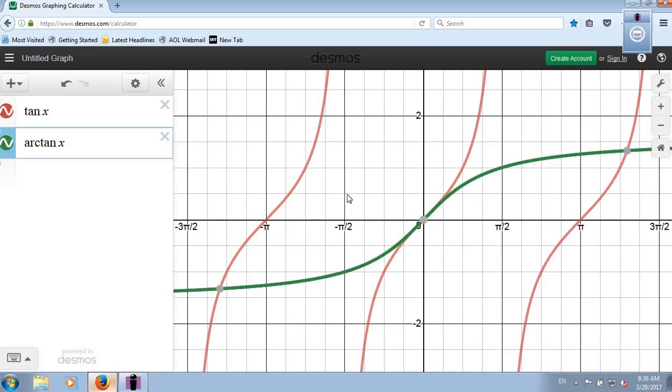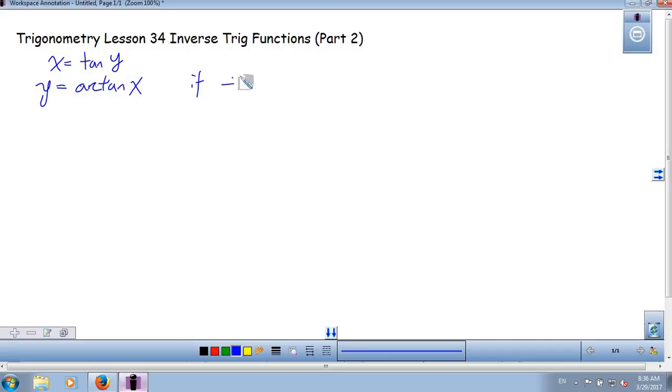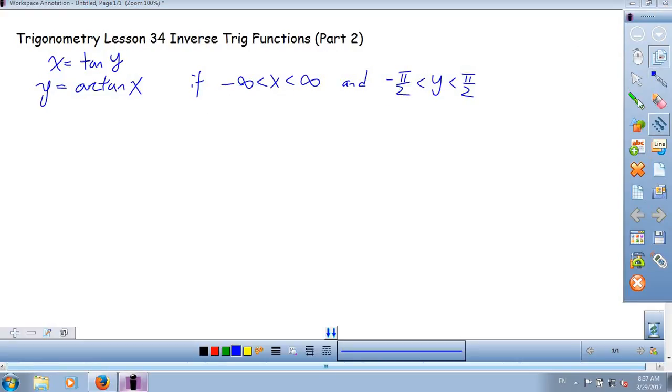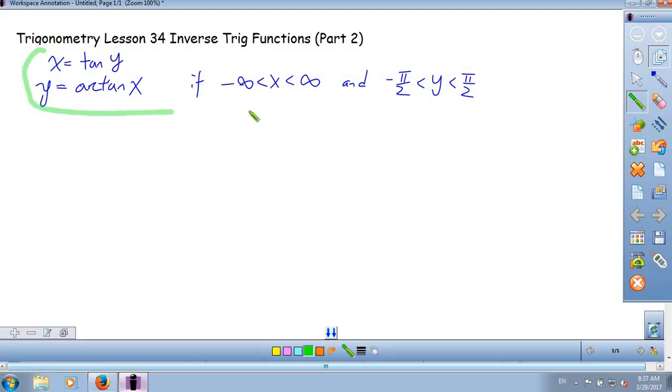Our output value will never be equal to negative pi over 2 or pi over 2, because tangent is not defined there. So the input of arctangent can be limited between negative infinity and positive infinity, and the output will be limited between negative pi over 2 less than y less than pi over 2. Now notice that they are not equal to. X cannot be equal to negative infinity or positive infinity, and then y cannot be equal to pi over 2 or negative pi over 2. So just between those numbers. So this is the basic understanding for what an arctangent is.